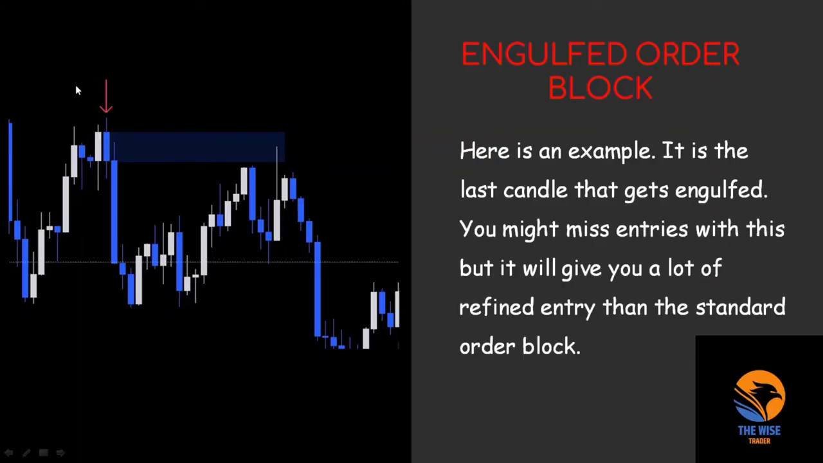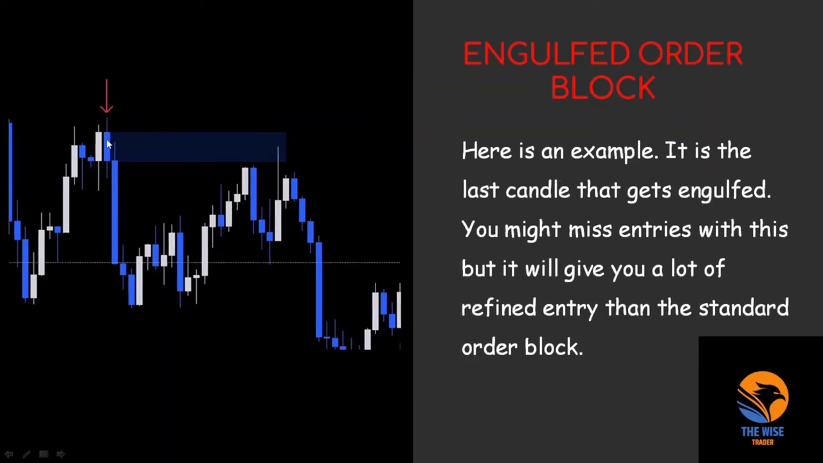So this is what the engulf order blocks look like. Here's an example. It is the last candle that gets engulfed. You might miss entry with this, but it will give you a lot more refined entry than the standard order block, which is correct. So this is the last candle that got engulfed here.